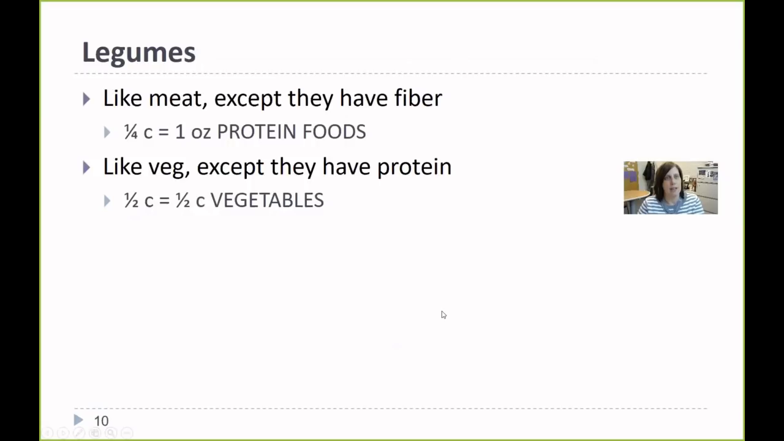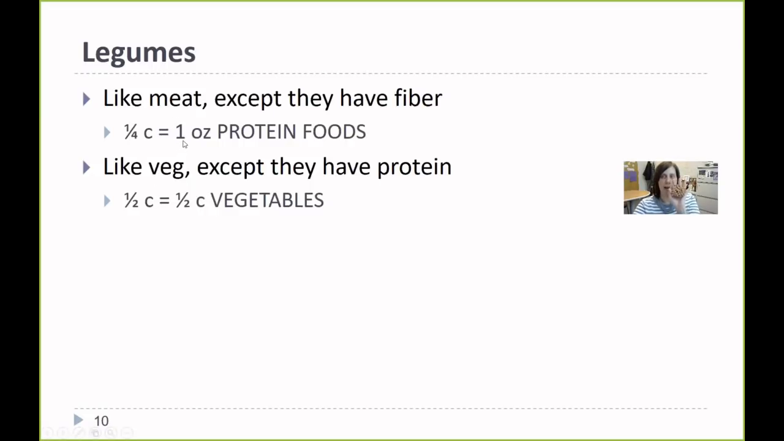So I want to make a final statement about legumes. Legumes are an interesting food because they can fit into two different food groups. They're really rich in fiber, which makes them like a vegetable, because vegetables are rich in fiber. However, they also have protein, and they're a good source of protein. So in that way, they're like meat. So it's very interesting because you can actually count it in both.